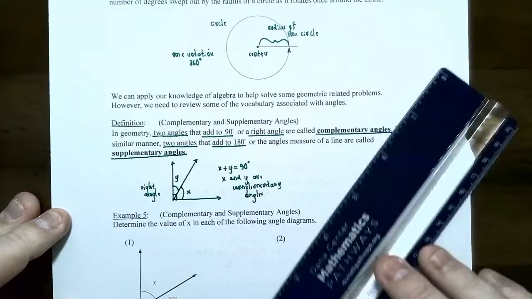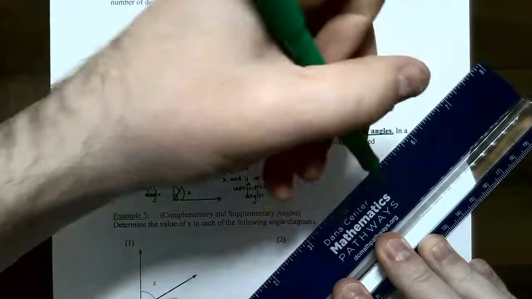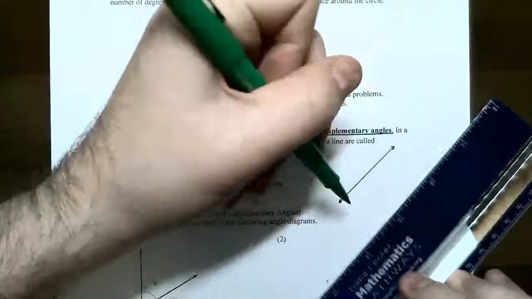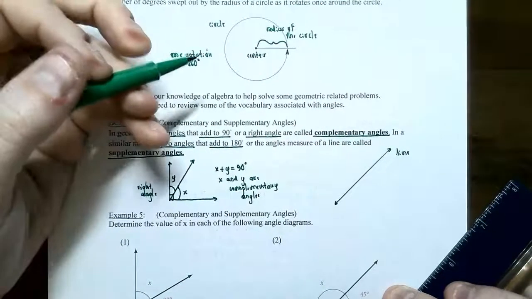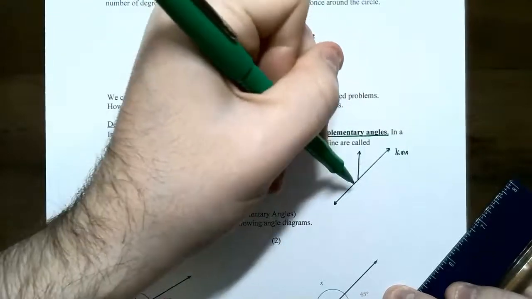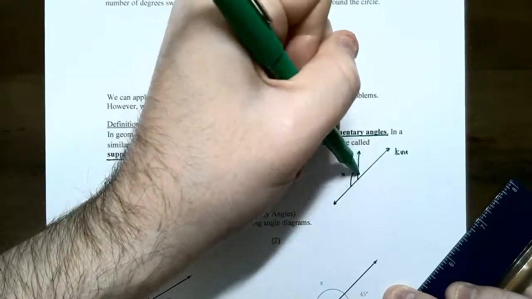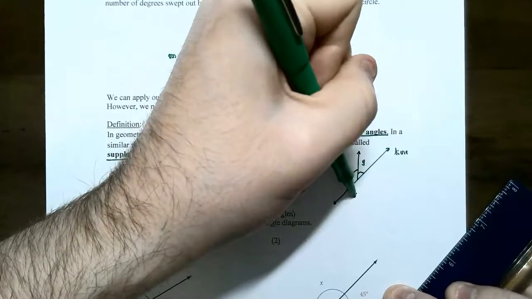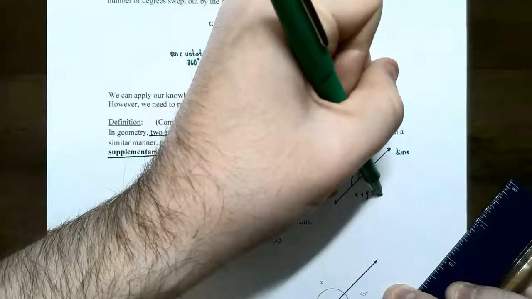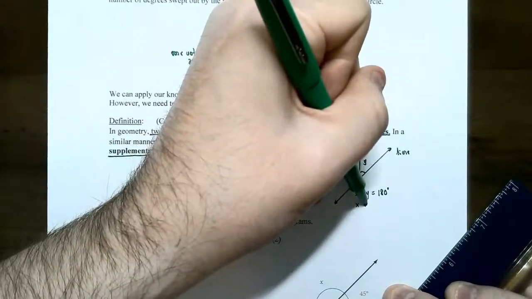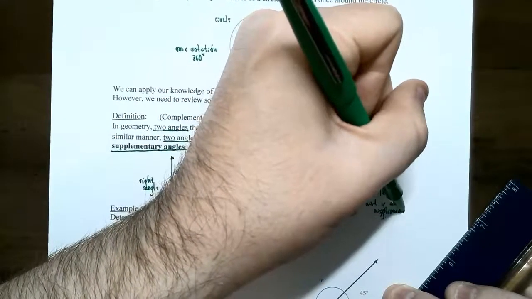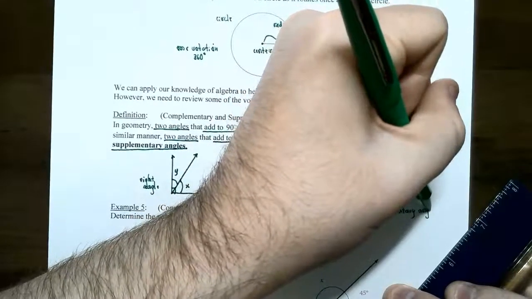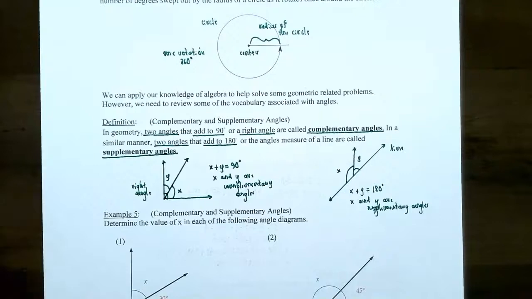On the other hand, 180 degrees would just be a straight line. Two angles that add up to 180 degrees are supplementary. So let's say one angle is here, that's X, and the other angle is here, and that's Y. If you add these two angle measurements up, you get 180 degrees. So that means X and Y are supplementary angles. That's what it means to be complementary and supplementary: complementary, 90 degrees; supplementary, 180 degrees.